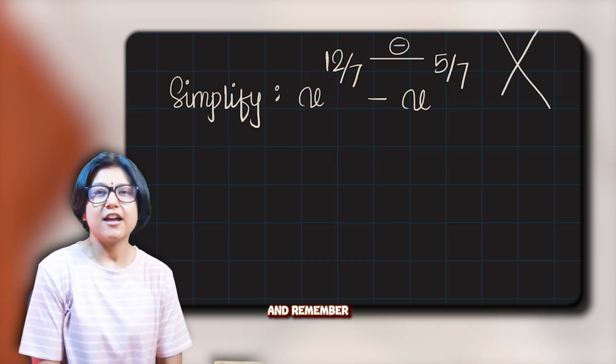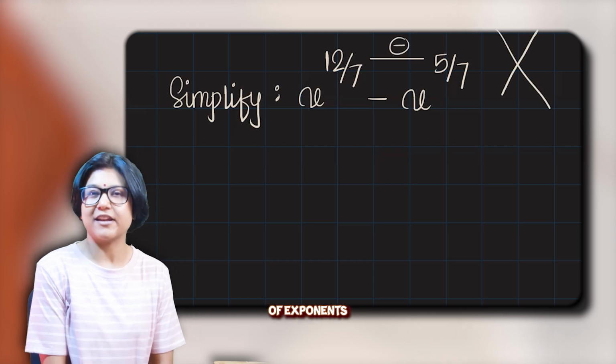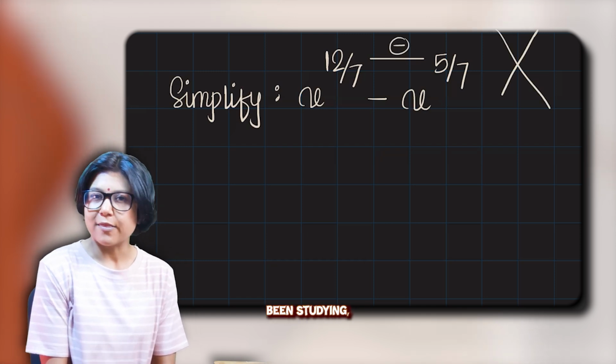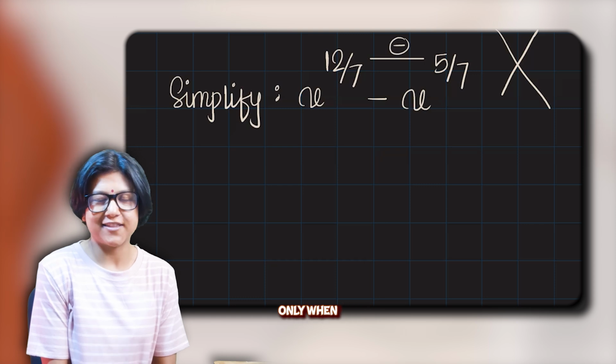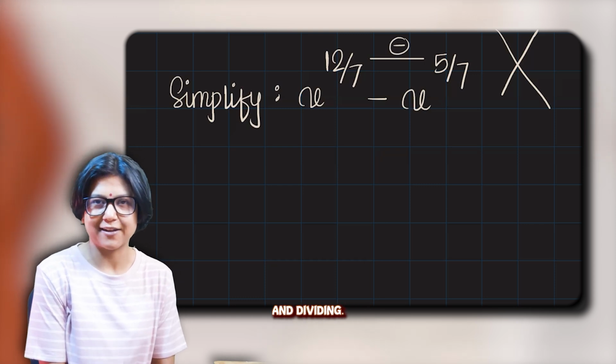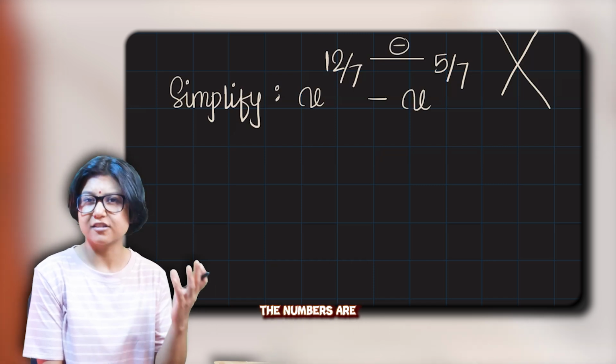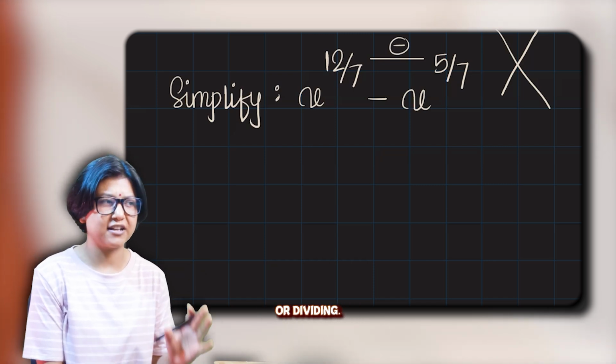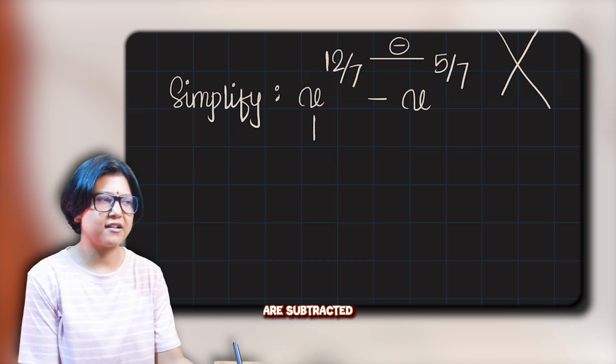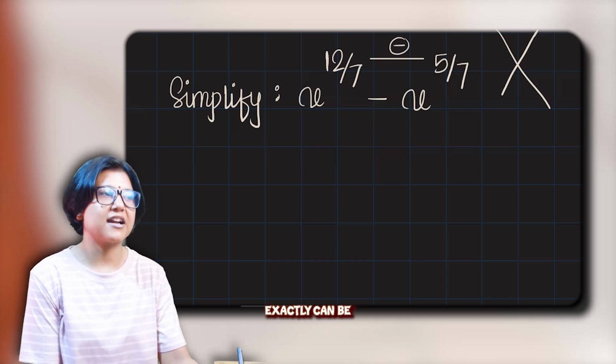Don't ever do that. And remember one thing, that the rules of exponents that we have been studying are applicable only when things are multiplying and dividing. Remember that, okay? We use those rules of exponents only when the numbers are multiplying or dividing. You clearly see that your terms are subtracted here. So what exactly can be done?